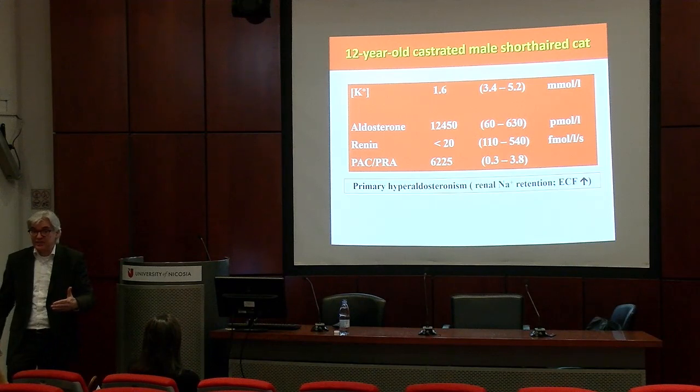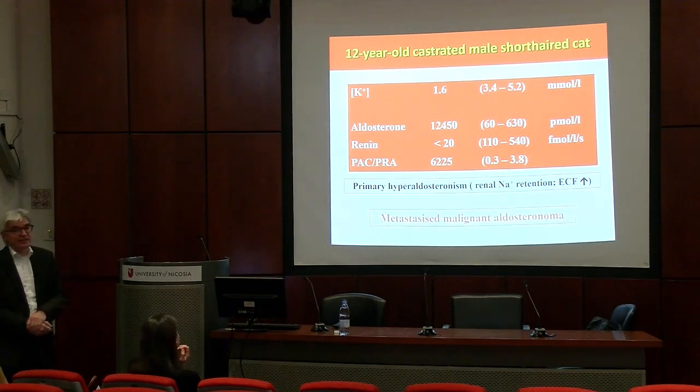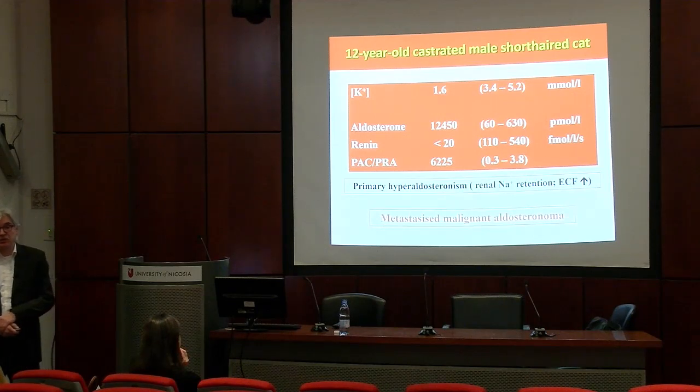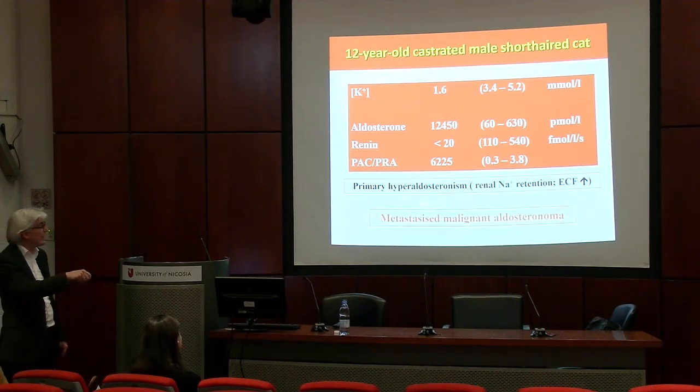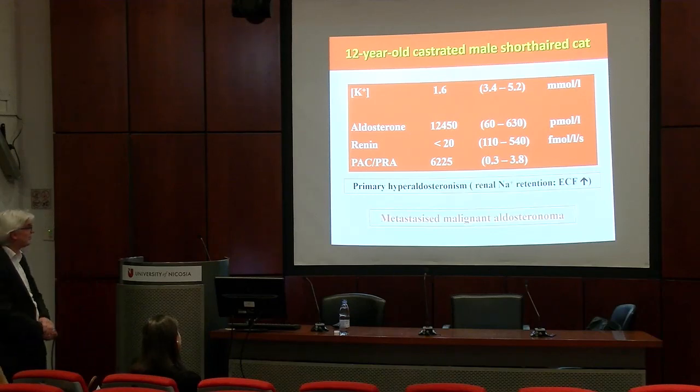And when you diagnose this, then the next step should be to look for the underlying cause. So then you perform diagnostic imaging, and in this cat it appeared that it was due to an adrenocortical tumor, actually an adrenocortical carcinoma that had already metastasized. That's why I said this cat was very famous in the Netherlands.